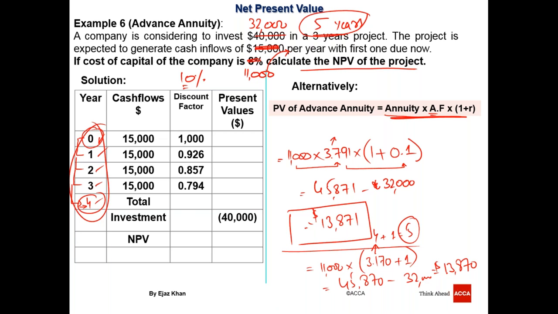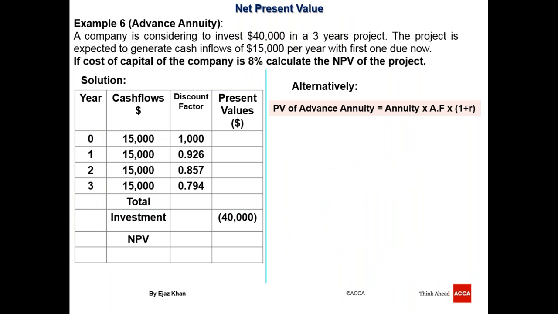Okay, let's move forward. I hope now you've got the difference between an ordinary annuity which starts from year 1 and an advanced annuity which starts from year 0. So make sure in the exam question you are able to identify whether a project is an advanced annuity project or an ordinary annuity project.